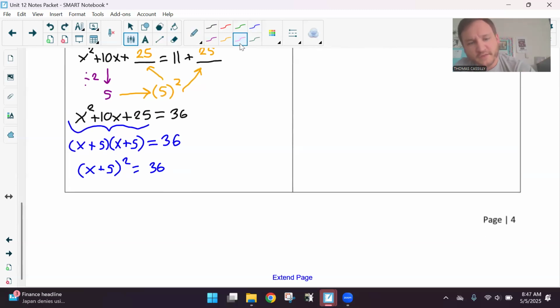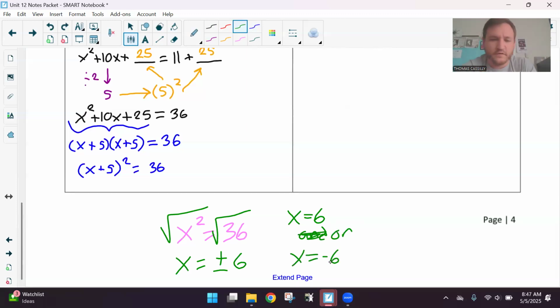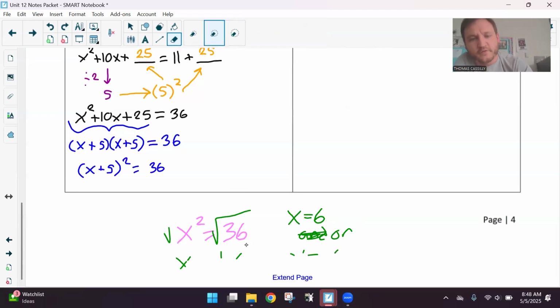So before we do that, let's just think. If I have x squared equals 36, the way I solve this is I just square root both sides, and I have x equals, and this is the part we all forget, plus or minus 6. So x equals 6, or x equals negative 6. That's what we're going to do. This is our next step here. So let me get rid of all that.